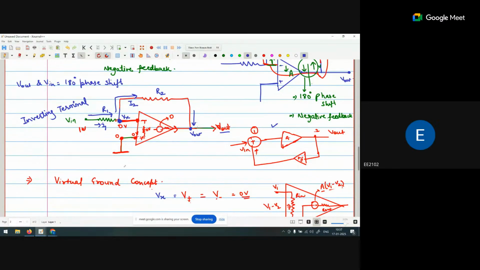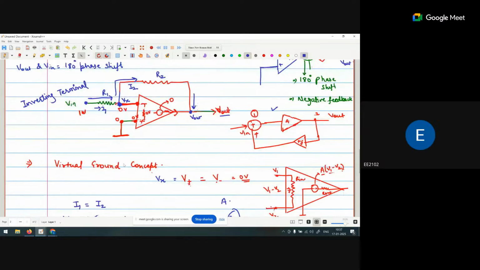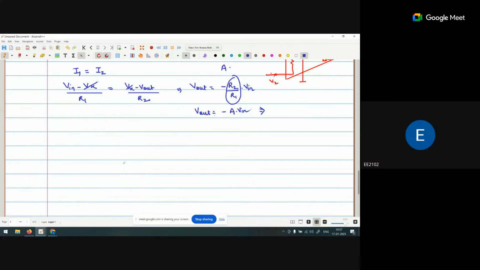That's why this negative terminal is called the inverting terminal. Okay, and if the input signal is applied at the negative terminal, it is called the inverting.